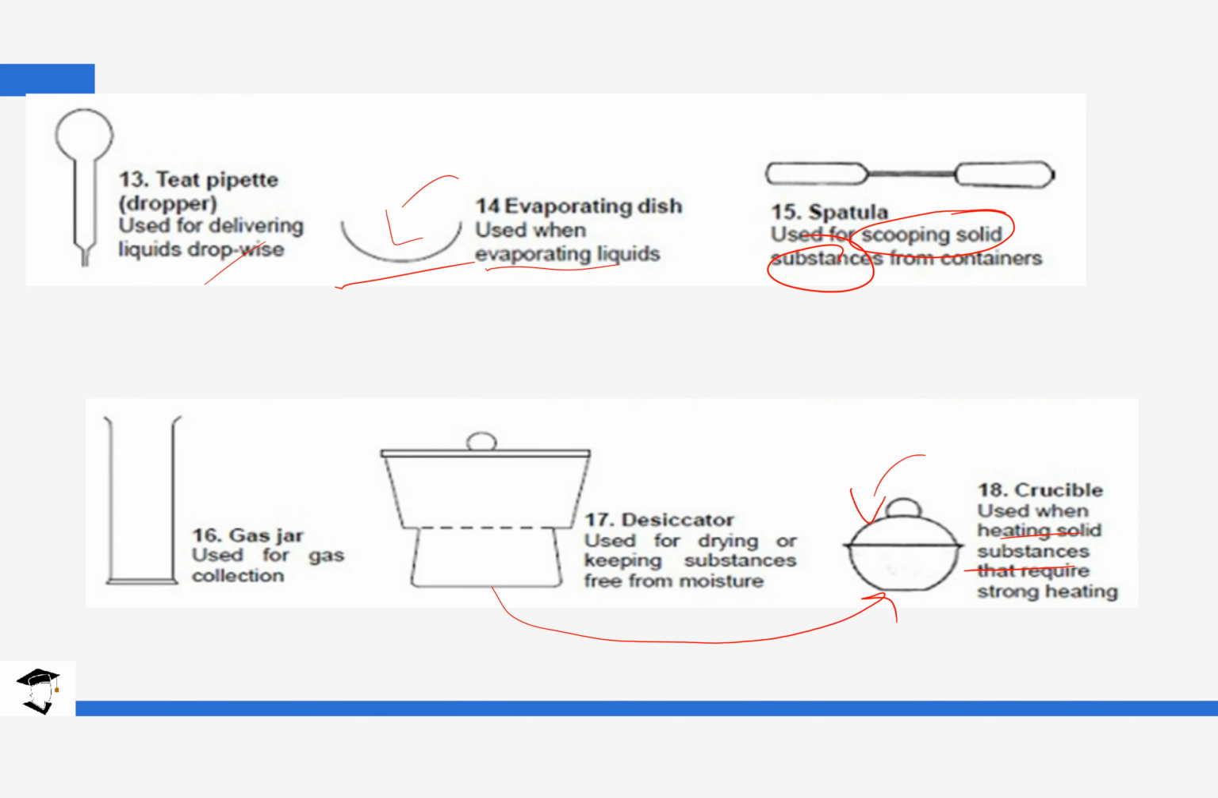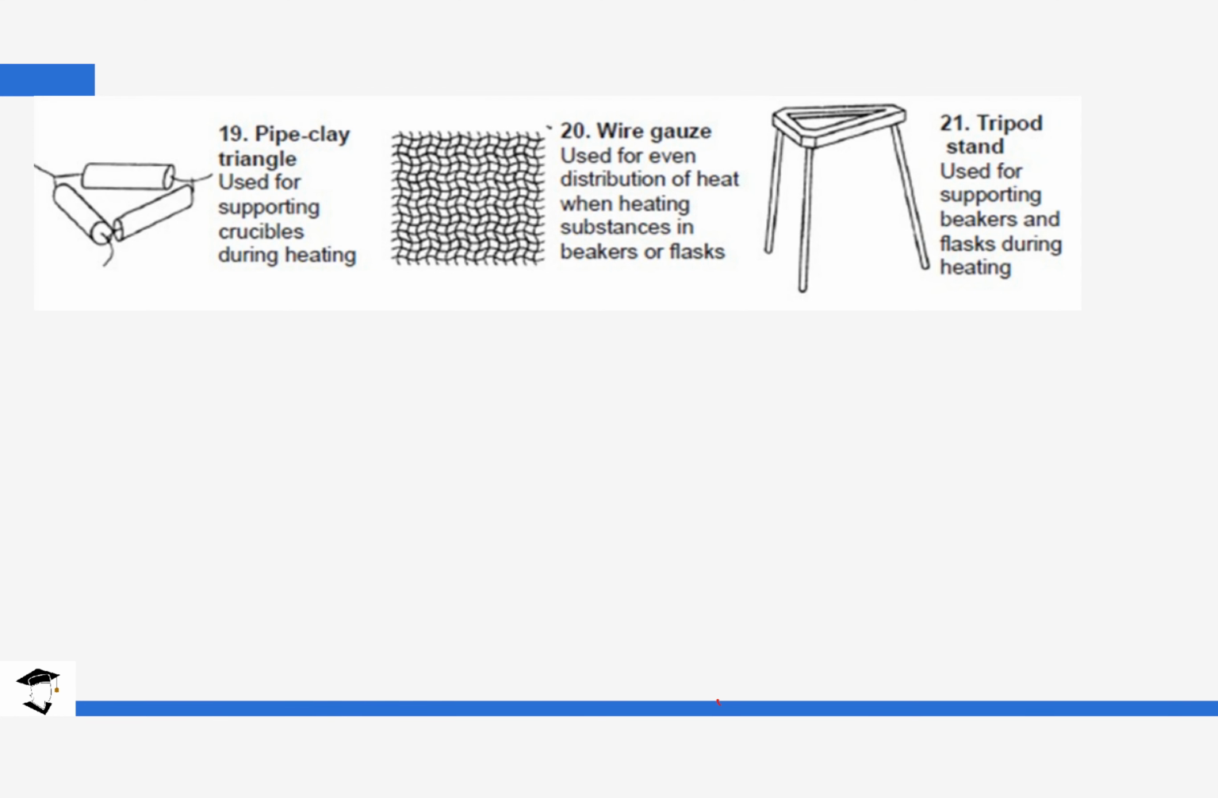And then next, we are going to look at these three that are used together: the pipe clay triangle, the wire gauze, and the tripod stand. The tripod stand is used for supporting. It can support beakers, flasks, or anything. On this tripod stand, this is where we place the wire mesh on top. So we place it on top, and then we place our beaker on top. This wire mesh helps in distributing the heat uniformly.